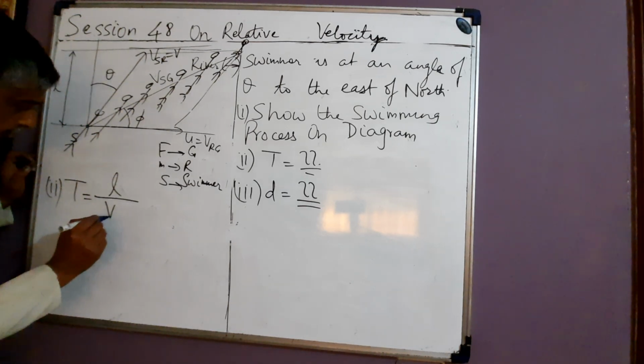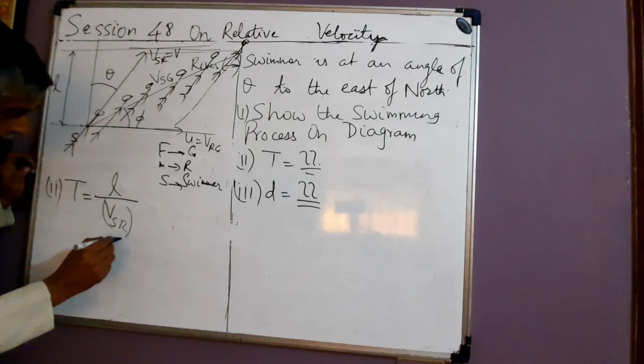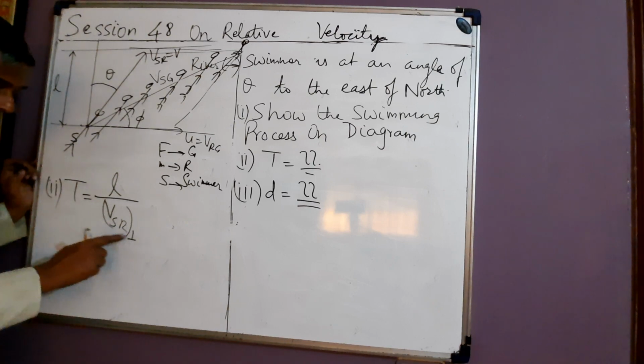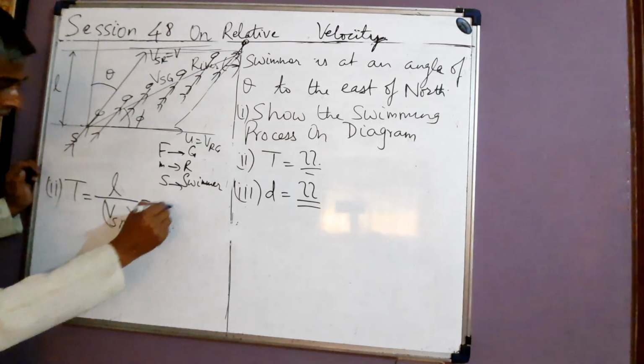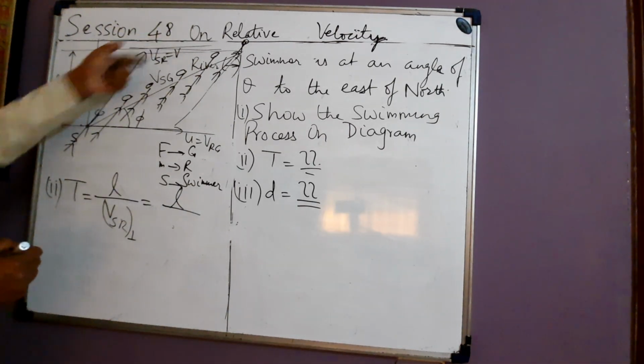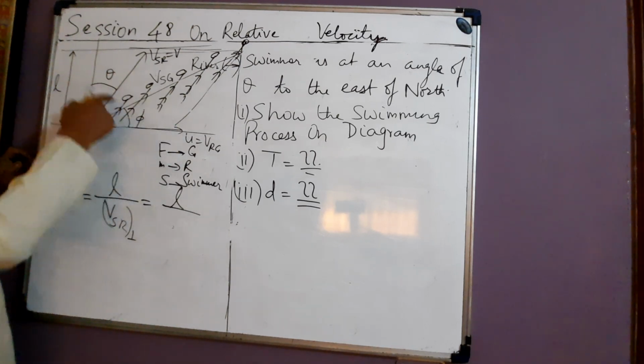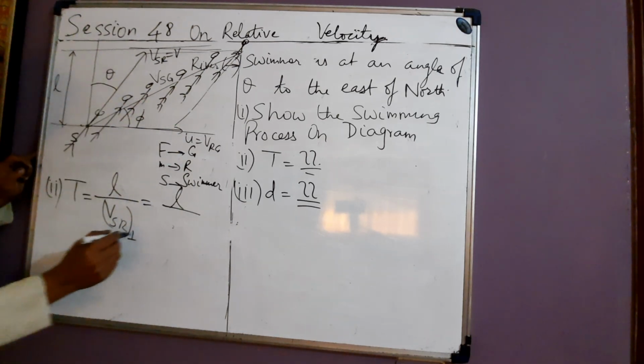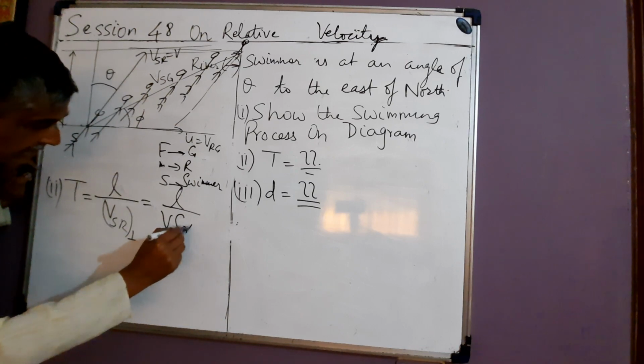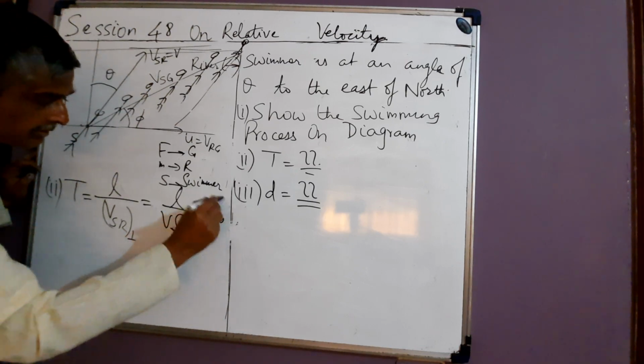So this is just equal to the component of VSR normal to the river flow direction. Now VSR is in this way, and the river flow direction is in this way. The component of VSR along the river flow direction will be VSR sin theta. So this is just equal to V sin theta. One more answer we have obtained.